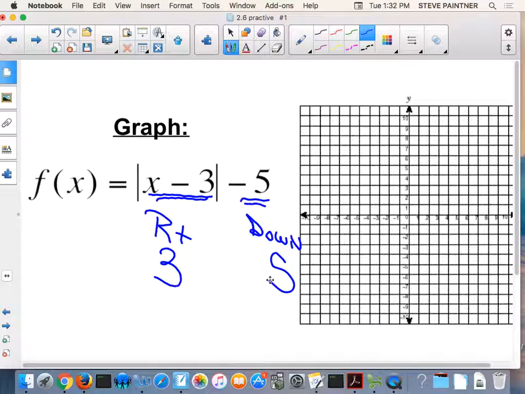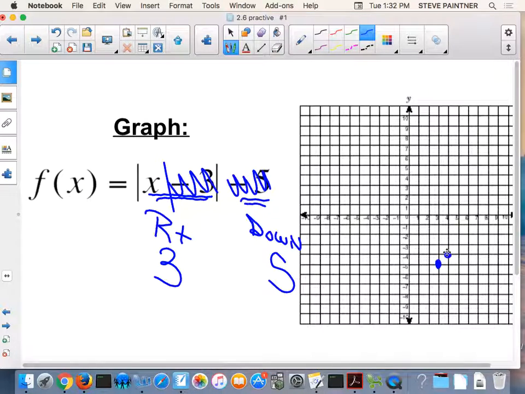Now, that whole picture, remember that V? Which point would you grab first? Vertex. You'd shift it right 3, down 5. So here's the vertex 0, 0, 1, 2, 3, 1, 2, 3, 4, 5. Isn't that your new vertex? Yeah. And now we took care of this, we took care of this, now we have the parent. That's all that's left. Tell me what to do.